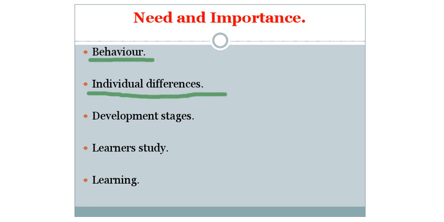Number 3: development stages. Educational psychology studies the nature of growth and development and general characteristics of physical, mental, and social development at various stages, that is at the age of infancy, late childhood, and adolescence.